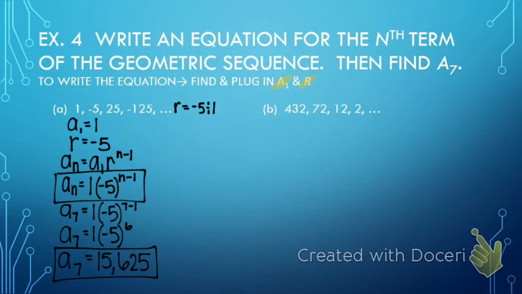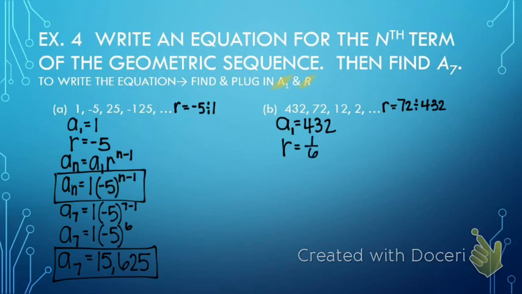For letter B, again, we have to identify a sub 1 and we have to identify the r. So very quickly, you should be able to tell me what is a sub 1 for this problem. 432. And of course, over here to the side, we'll find the common ratio. How do we find the common ratio? 72 divided by 432. And what fraction? Remember, we want a fraction. What does that give us? 1/6. Okay? So we're going to transfer that. And really, once you have that answer, you can just transfer it right over here.